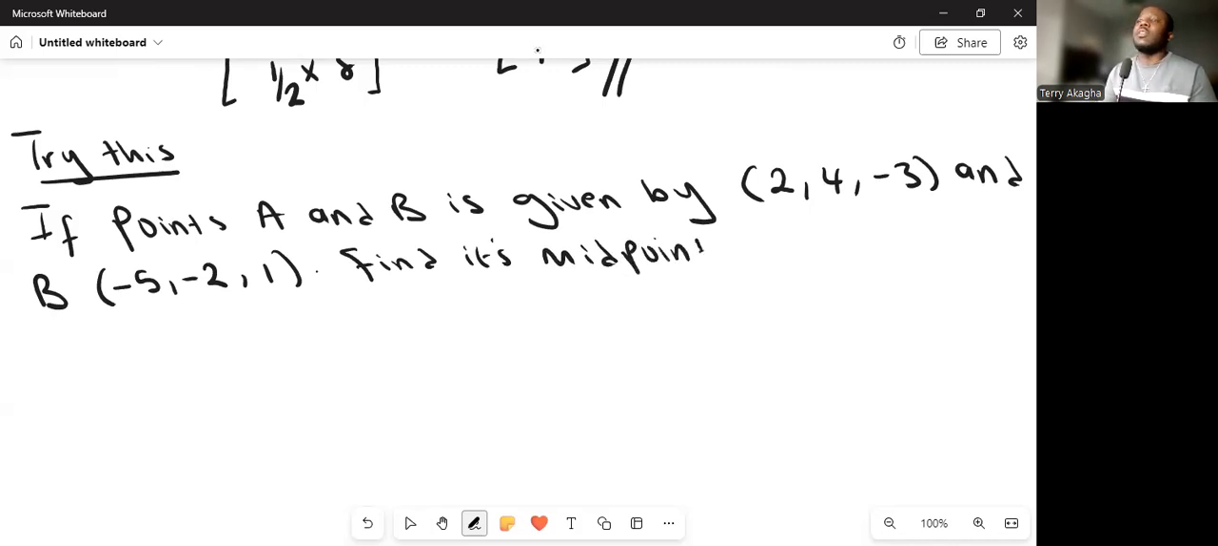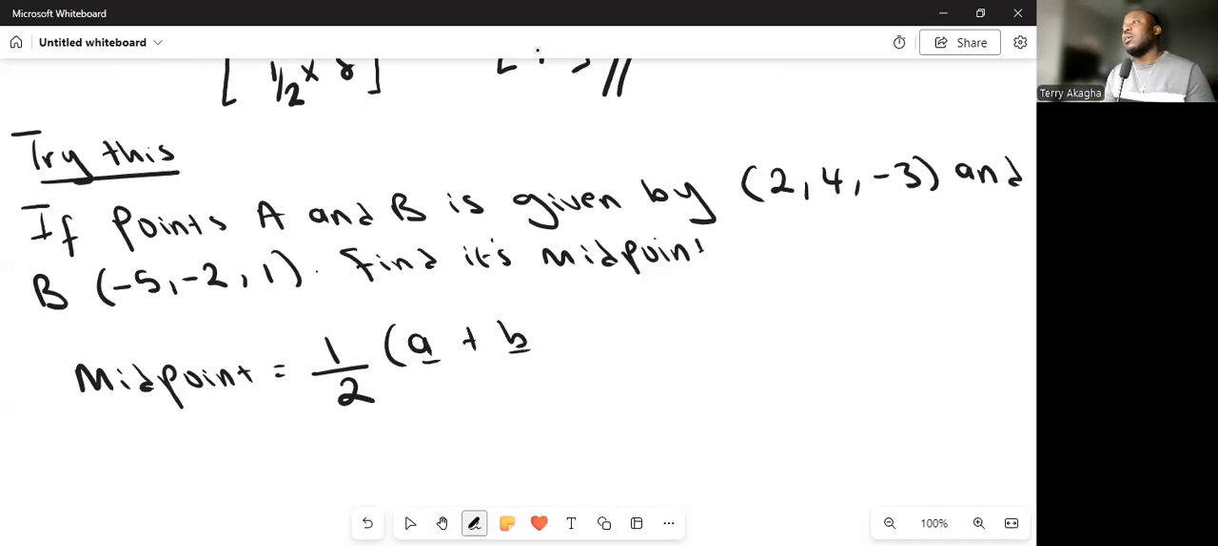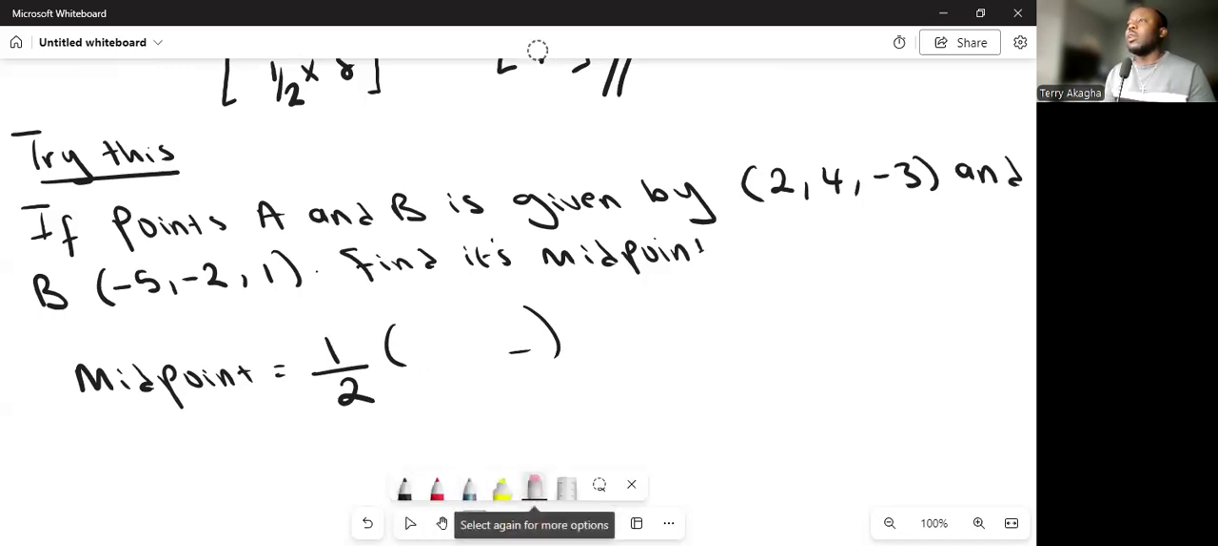So I want you to try this. Just always remember that since it's AB, the midpoint is going to be equal to 1/2 (A plus B). Or if you want to put it in terms of the values there, you can put it like this. In terms of the vector itself, you can say A plus B. Vector A plus vector B, and you will get the answer. So I want you to try solve this and see if you get the answer. Then I'll move on to the next video, which is addition of vectors.